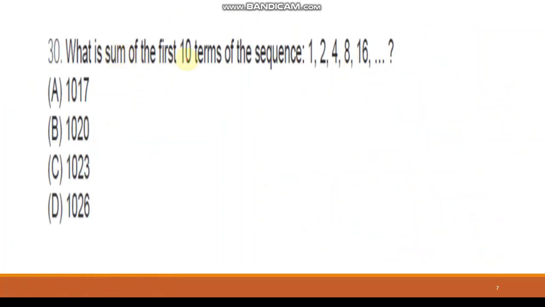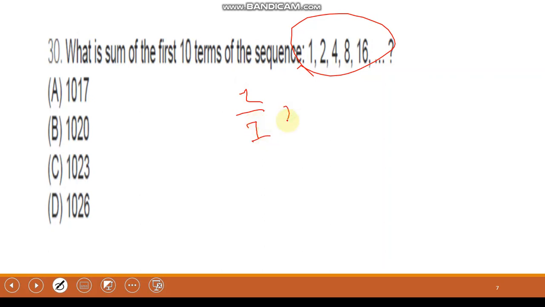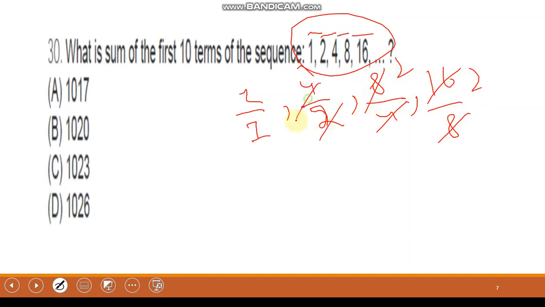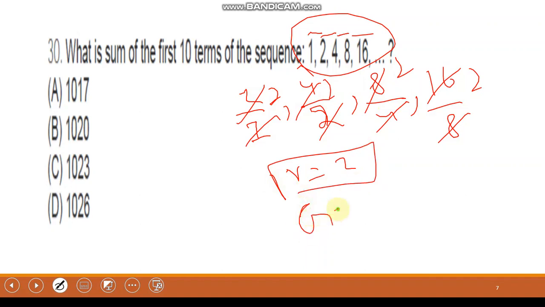Now, what is the sum of the first 10 numbers of the sequence 1, 2, 4, 8, 16? You have to take a lot of care whether this is an arithmetic sequence, a geometric sequence, or a harmonic sequence. Now, if we find the ratio, 2 divided by 1, 4 divided by 2, 8 divided by 4, 16 divided by 8, it will give me 2 every time. So R is equal to 2, so it is a geometric sequence.